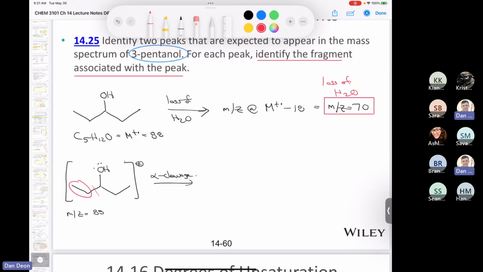So we'll put here loss of 29. So it's going to be M minus 29 is what we're going to have. So we have M minus 29. And this is an ethyl radical. So ethyl, just scribble it here, ethyl radical.